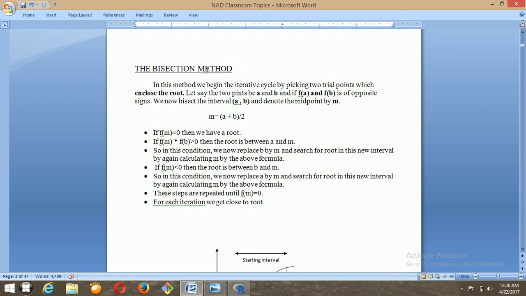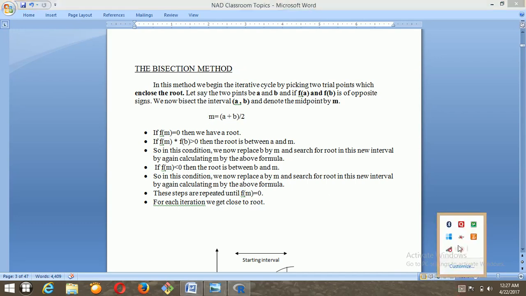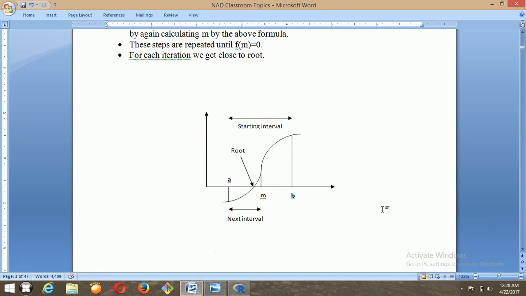As the method's name suggests, this interval is bisected and a new point m is calculated and the analysis for root is made at this point m. If the functional value of m, that is f of m, becomes 0, then m is the required root. This becomes more clear with this graph.